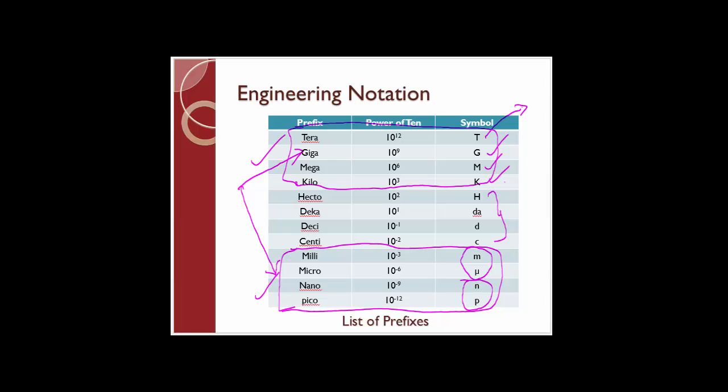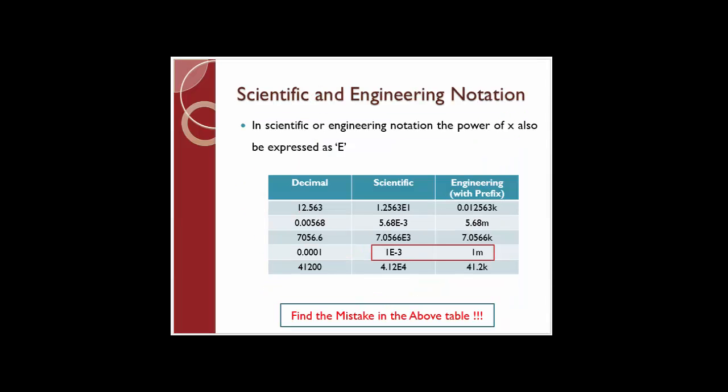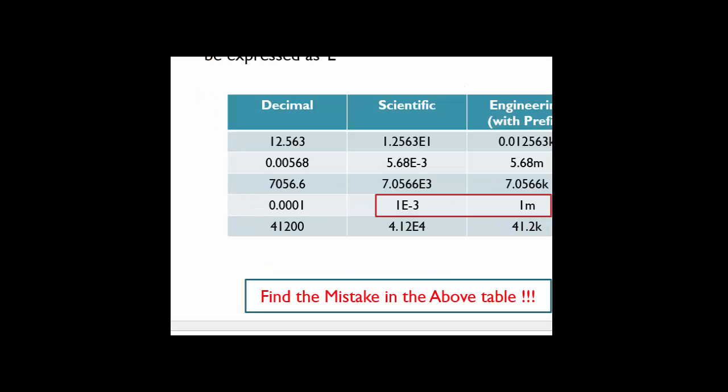As you do more practice, you will definitely understand all these things. So I want you to convert. I have a table right here where we are converting from decimal to scientific notation and scientific to engineering notation. The conversion process is done, but there is a mistake in this table, obviously referring to right here. I want you to perform the analysis on the conversions and find out why there is a mistake and what the actual value is. All right, so let's look at why this one has a mistake.